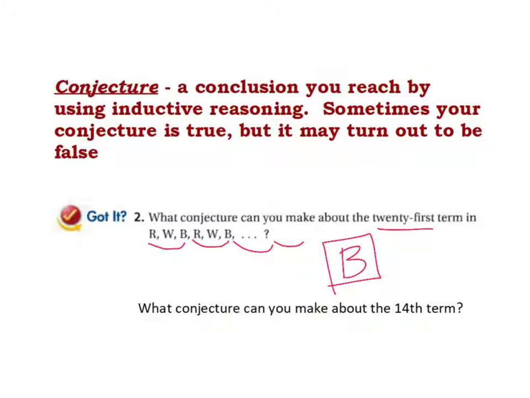You try this one. What conjecture can you make about the 14th term? See if you can come up with what that one would be. All right, 14 is not a multiple of 3, so it's not going to end up being that last one like in the previous example. The 15th term is a multiple of 3, so the 15th term would end up being a B, so the 14th is right before it. It would end up being a W. Those are my conjectures.